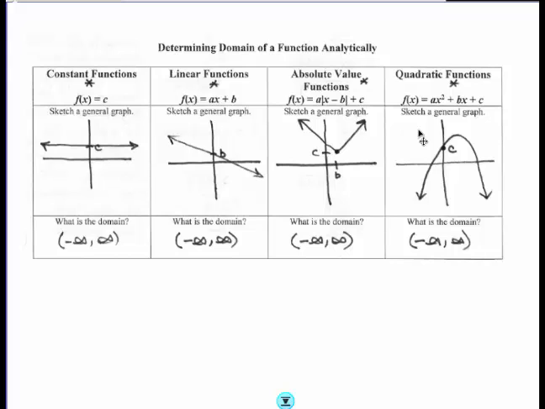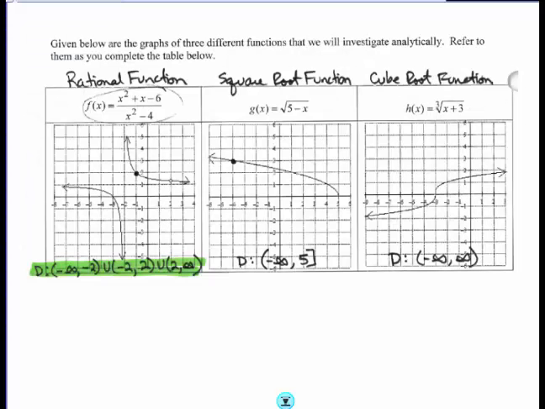For a quadratic function where you have your parabola, there are no issues here with anything you can plug in either, or with your parabola shape, so you can have negative infinity to positive infinity. Top of the next page, we talk about a couple things where there are some issues.